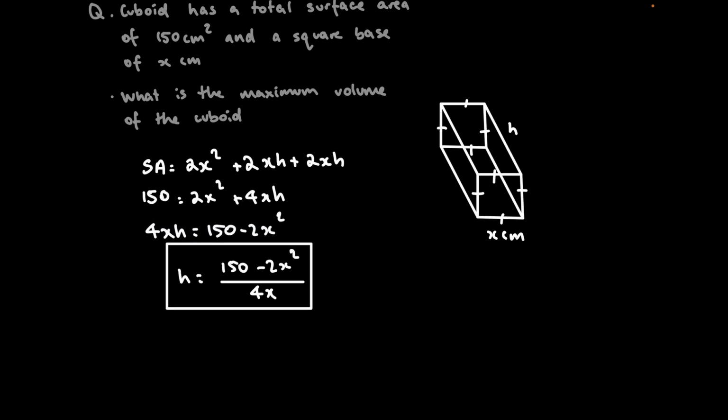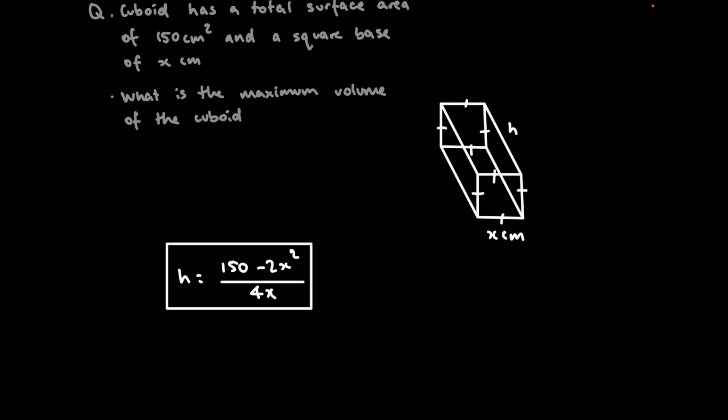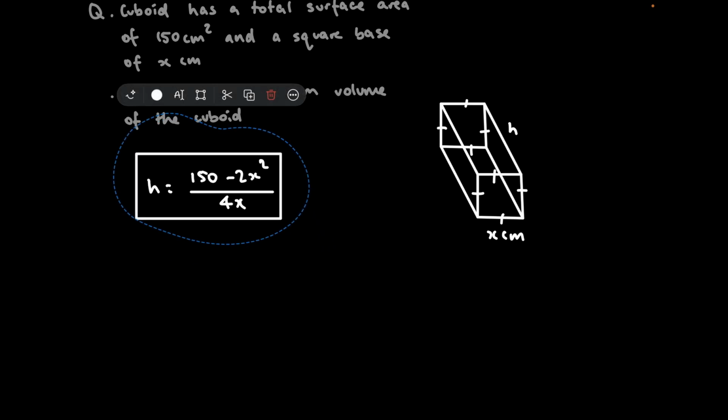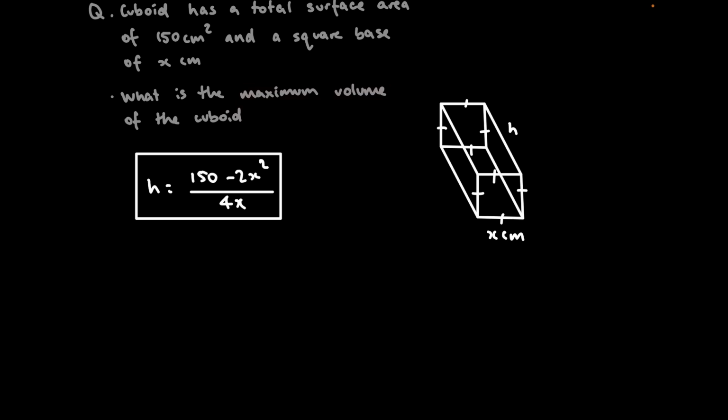Like this. So now that we have the value of h, I'm going to erase all this working out just for space. Okay, we're still not done with the question. We need to work out the maximum volume of the cuboid. So why did I bother rearranging this for a whole time? Why did I bother working out h in terms of x?